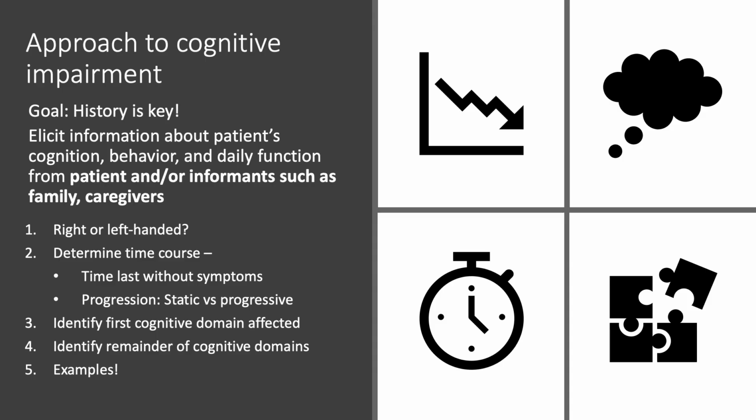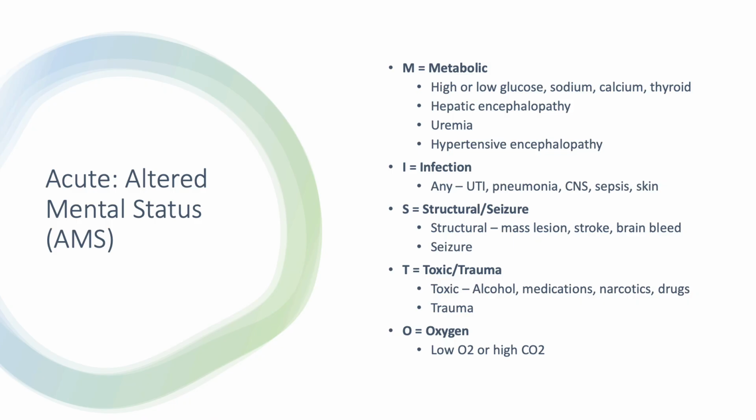You must try to identify which cognitive domain was affected first, and then you must try to evaluate from your history which other cognitive domains have been affected. So let's talk a little bit about all the different things that we've mentioned here.